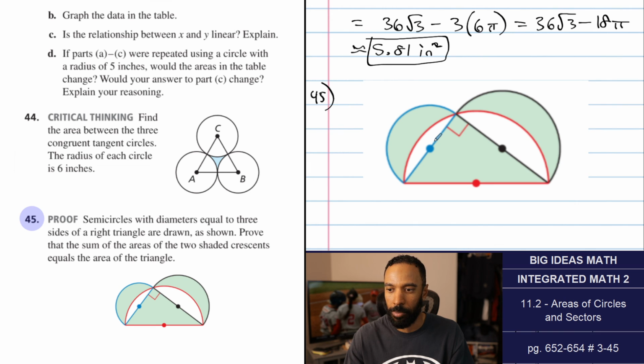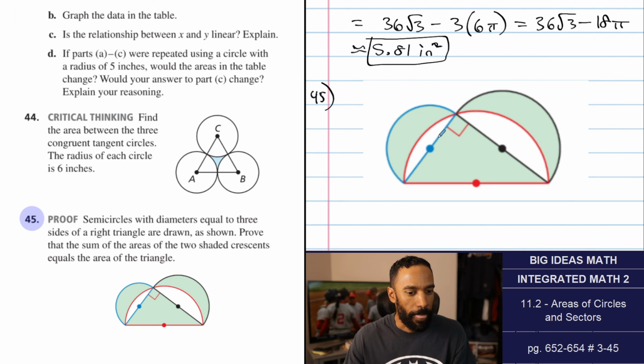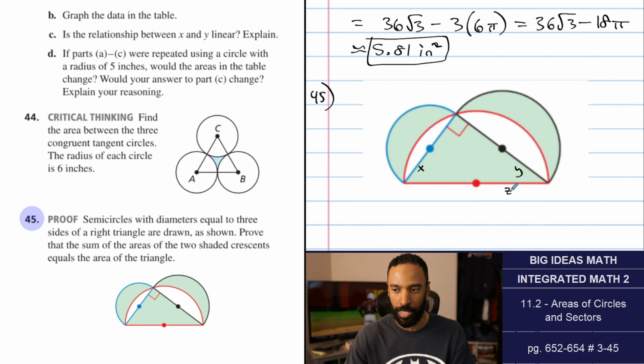We're going to have to label some things. I don't want to deal as often with fractions if I don't have to. So what I'm going to do is call these things names. For the individual radii, I'll call this x, y, and z. Therefore, this is 2x, 2y, 2z, things like that.